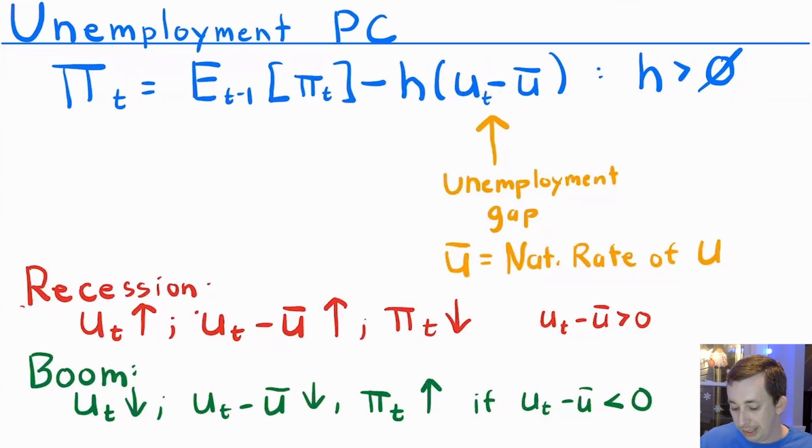Just to make sure we're clear on the concept, if we're in a recession, then I would expect unemployment to go up, which would mean the difference between unemployment and u bar would go up and be positive. If that is positive, I'm subtracting a positive number from inflation, so inflation goes down. If I'm in a boom, then my unemployment goes down, and it might be that unemployment is below the natural rate, because the unemployment rate today would be lower than the natural rate of unemployment. Hopefully this gives you an overview of the three main types of Phillips curves and how to interpret them.